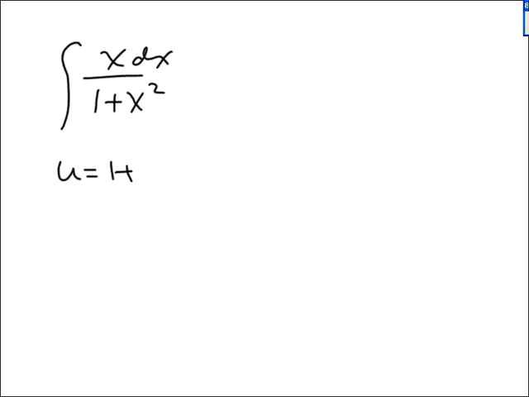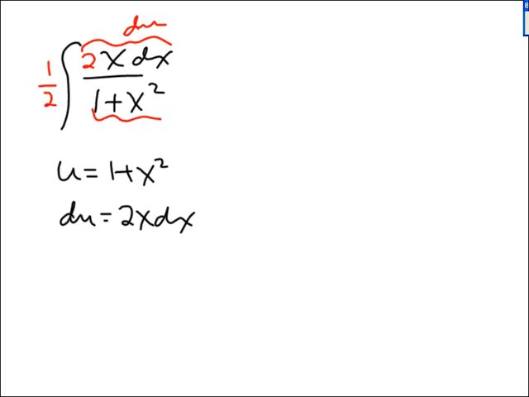Here's a very straightforward one. The integral of x dx over 1 plus x squared. I would just let u equal 1 plus x squared, and then du will be 2x dx. I kind of have the du on the top once I put in a constant and bring out the reciprocal. This here is du, and as it says right there, that's u.